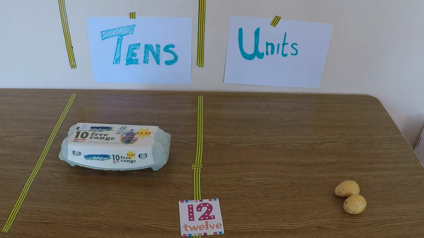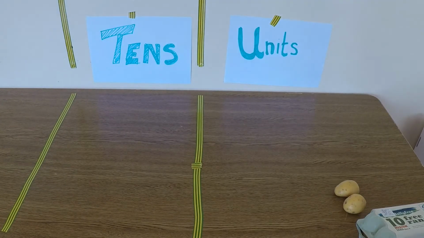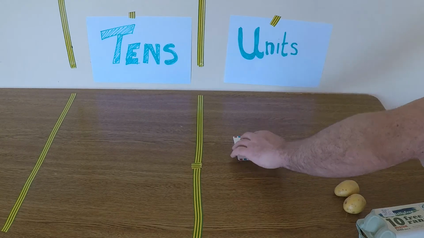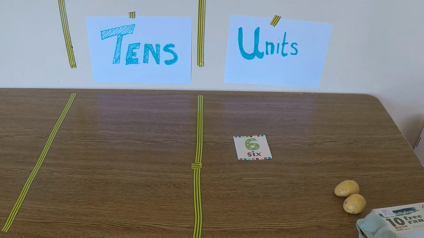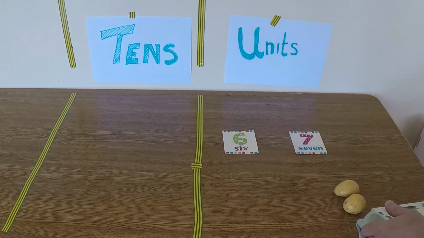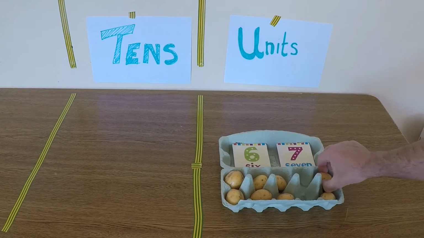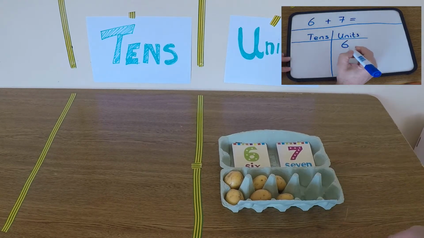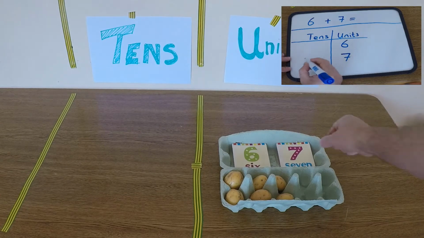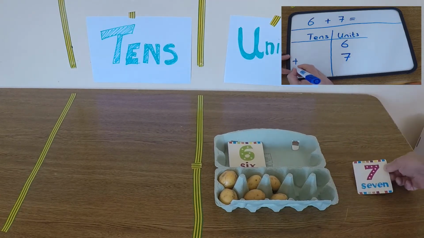Let's try another one. On this one we're going to say 6 units plus 7 units. So we're going to start off with 6 units in the carton and 7 more units.